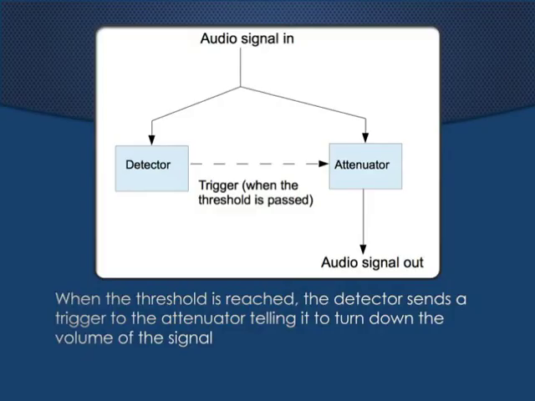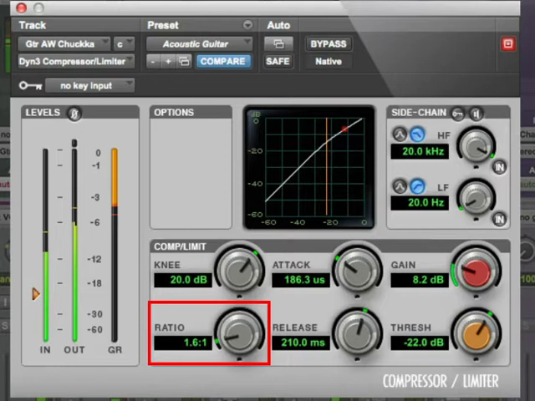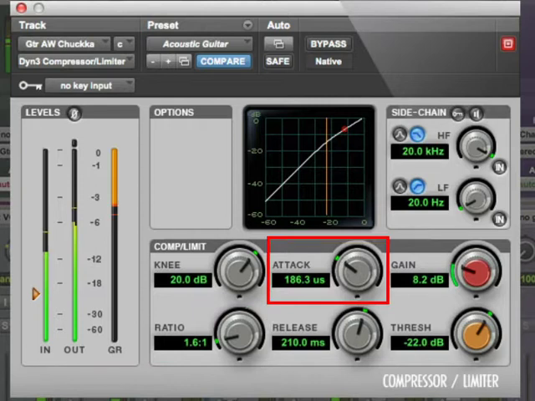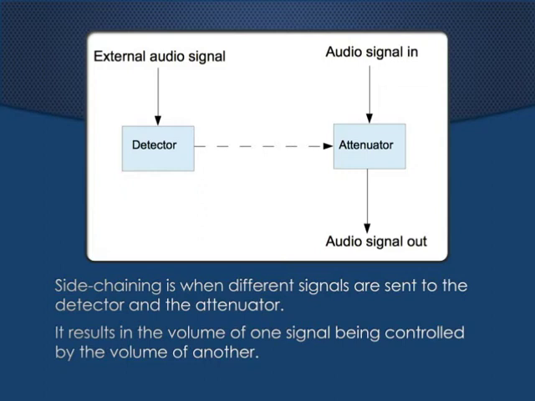When the threshold is reached, the detector sends a trigger to the attenuator, telling it to turn down the volume of the signal. How much the attenuator turns down the signal is determined by the ratio. How quickly the attenuator turns down the volume is determined by the attack, and the release determines how quickly the attenuator brings the volume back up to zero once the volume going to the detector has gone back below the threshold. Sidechaining is when different signals are sent to the detector and the attenuator. It results in the volume of one signal being controlled by the volume of another.